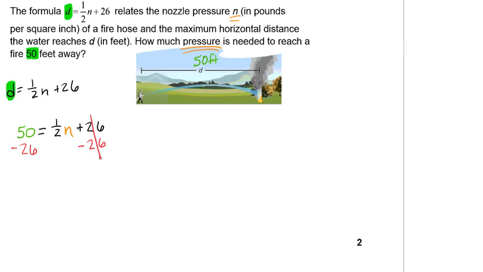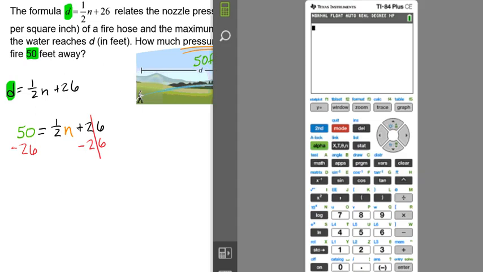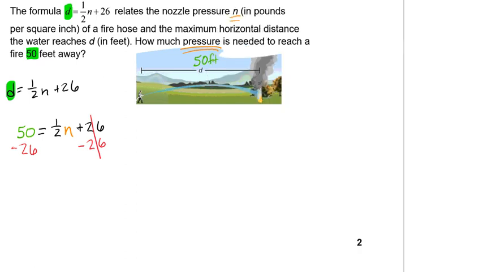And then we can plug 50 minus 26 into our calculator, and we get 24. So we know that 24 equals 1/2 N. From here, there's a couple different ways that you can think of this. You could divide by 1/2 or multiply by the reciprocal 2/1. Either way, you're going to get the same answer.